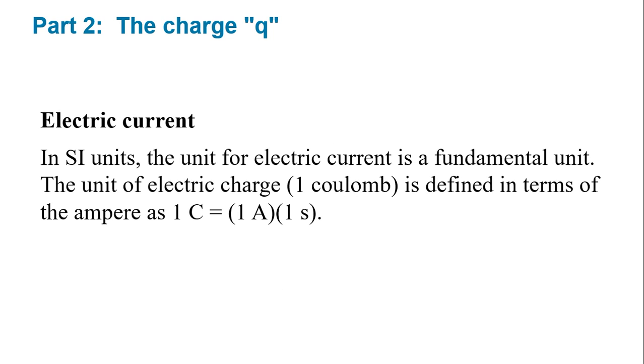Now, the SI unit for electric current is a fundamental unit, like meters, seconds, things like that. The unit of electric charge, 1 coulomb, is defined in terms of the amp, which is 1 coulomb equals 1 amp times 1 second.